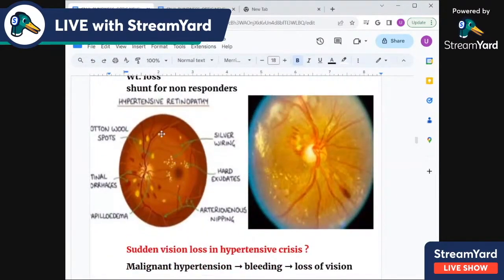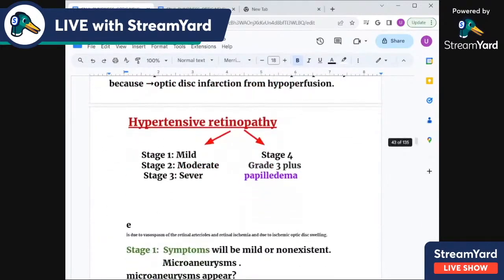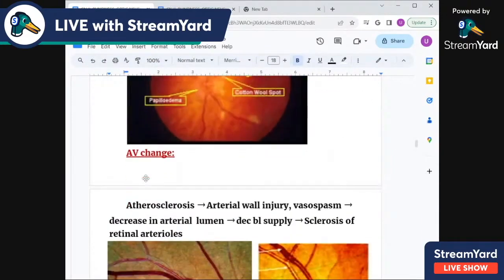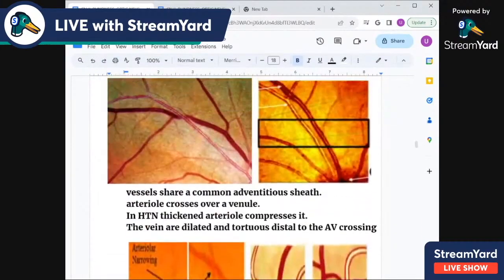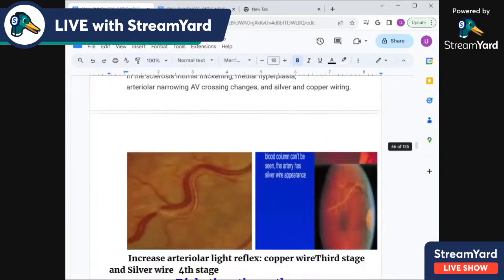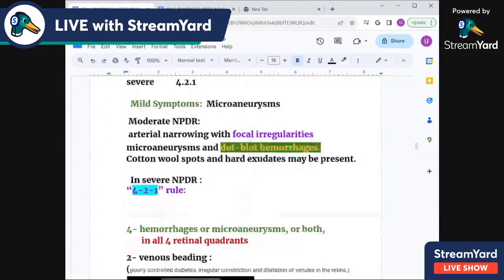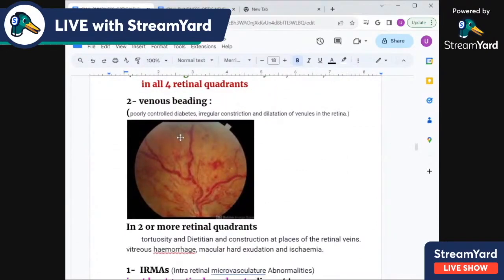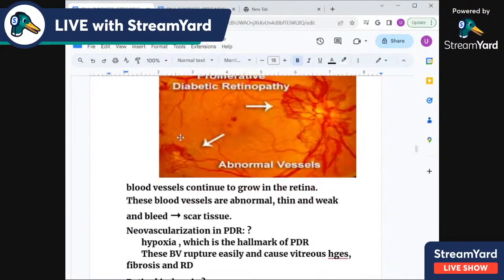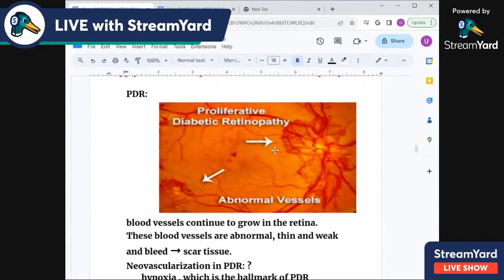And then we did hypertensive retinopathy, different stages, and also the vascular changes in different stages of hypertensive retinopathy, and then we did diabetic retinopathy, its prevention, its different stages. So for now, I think we should end, or if somebody has a question, so this is the final, proliferative stage of diabetic retinopathy, and its treatment, laser treatment, anti-VEGF, all this we did.